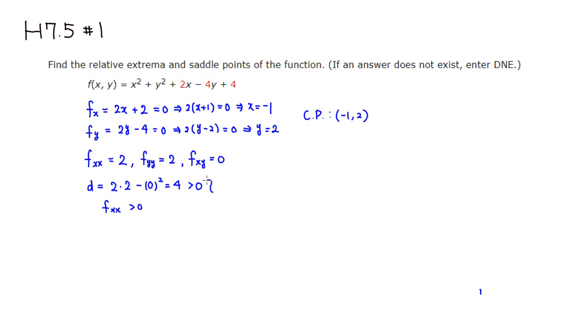Remember that when D is positive, we have a bowl shape facing either up or down. But since the second partial with respect to x is positive, the bowl is facing upward. So we're going to have a local minimum at the critical point negative 1, comma 2. This indicates a local minimum. Let's find the value. F of negative 1, comma 2 is equal to, if you plug in, hold on a sec.